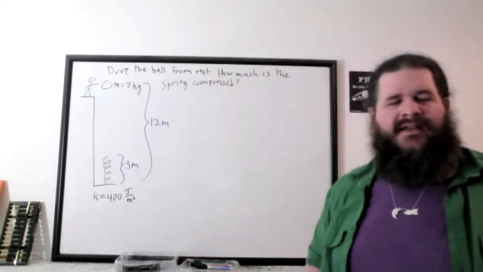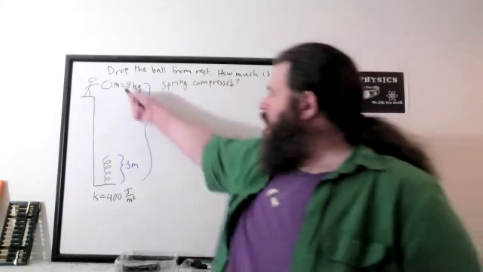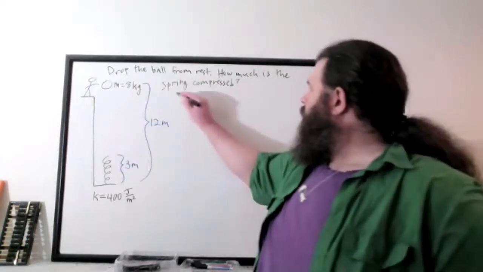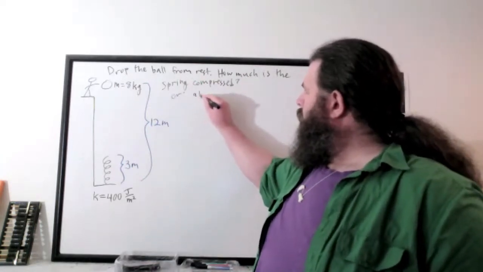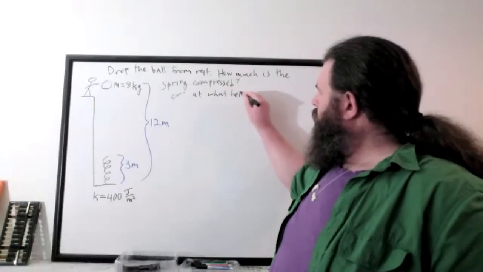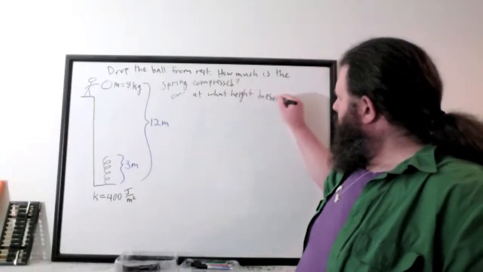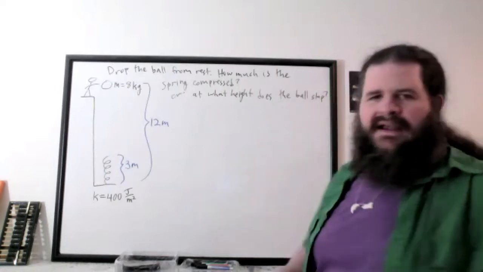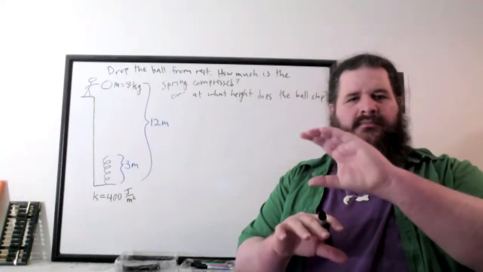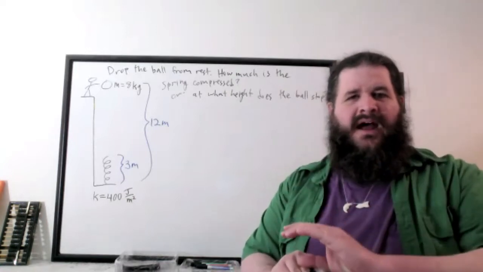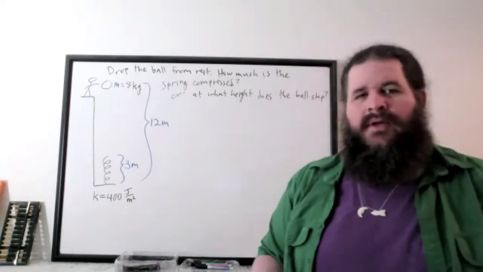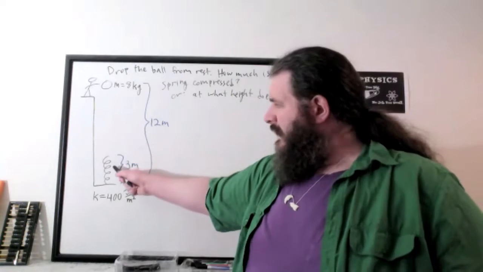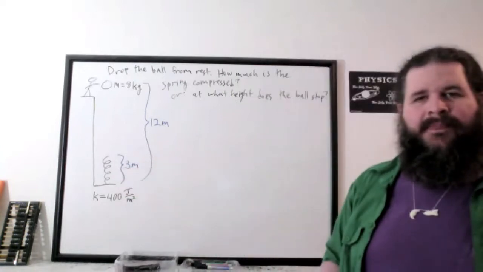Or alternatively, we could ask what's the final height of the ball? Or what height, in terms of how far off the ground, does the ball come to a stop? And afterwards, it might be the case that the ball hits the spring, compresses the spring, comes to a stop, and then bounces back up. We don't care about that though. We're just looking at how much it compresses the spring, and what's the final height of the ball at the instant it comes to a stop.